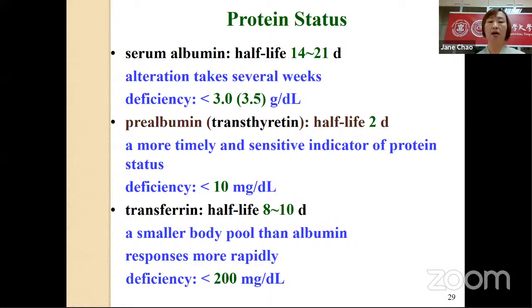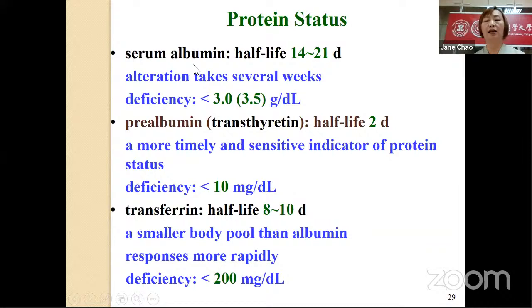However, prealbumin is seldom measured in the hospital because the cost of prealbumin is much, much higher than albumin. Albumin is cheaper to measure than prealbumin. That's the reason in the hospital they usually measure albumin instead of prealbumin. Even though prealbumin is a good indicator for visceral protein status, because it is much more expensive, in the real world we usually measure albumin instead of prealbumin.